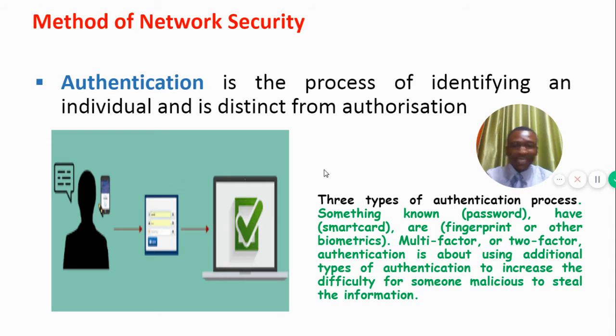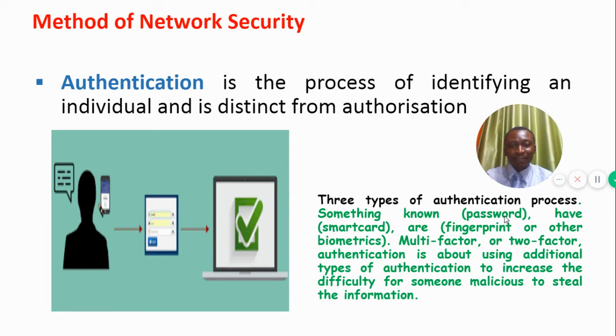There are three types of authentication process. It just has to do with somebody going to a particular place, presenting some forms of identity. As you could see here, you have the password, you have the smart card, you have the fingerprint or other biometrics. Let me take it one after the other. The password. To log into your email, you need your password. To open your Yahoo mail, you need your password.